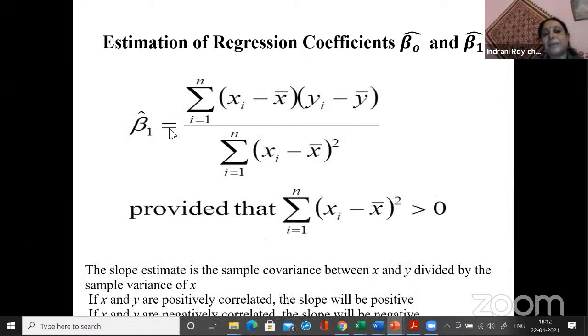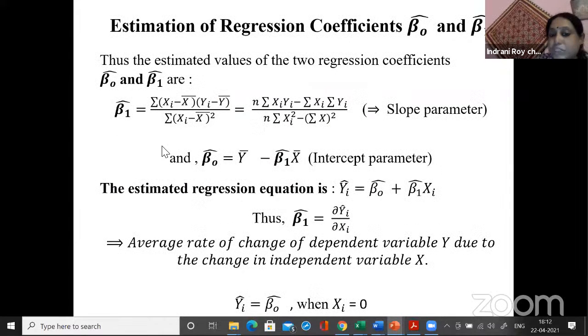And the formula for beta 1 hat is this one, which says that the numerator is the covariance of x and y and the denominator is nothing but the variance of x, if you just divide both sides by n. Once beta 1 hat is derived, you can calculate beta naught hat, which is nothing but y bar minus beta 1 hat x bar. Now, what you have done is you have calculated beta naught hat and beta 1 hat. These are the two regression coefficients.